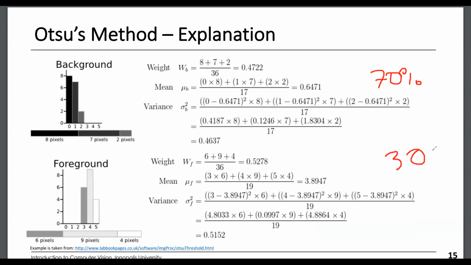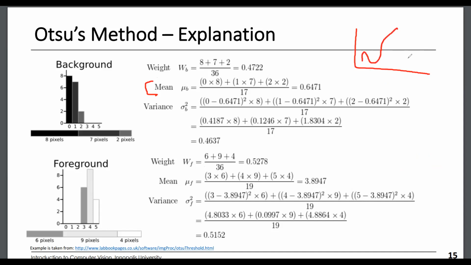And for the foreground, we have 30%. So this is what the weight is, like how many pixels are in the foreground, how many pixels are in the background. The mean, simple. So this is what you calculate after you do the thresholding.